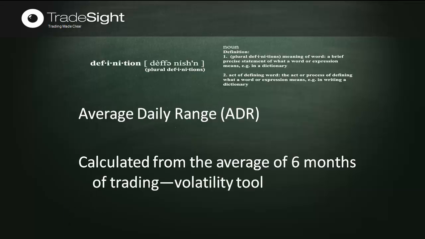Additionally, we also use the average daily range. This is calculated from an average of 6 months of trading to give you the expected range on the day, plus or minus whatever it's going to typically move in a day. And this is really a volatility tool. So if you've exceeded the average daily range, you know that there's a real impulsive move at hand in the market. And this is very useful for deciding how you're going to play, especially once you get to the second third of the day after the initial range has been put into place.